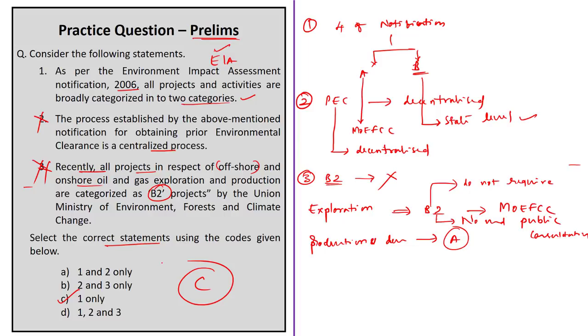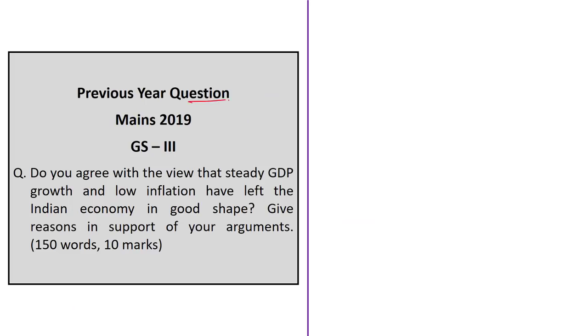Now, consider this mains question which was asked in 2019. The question says, do you agree with the view that steady GDP growth and a low inflation have left the Indian economy in good shape? Give reasons in support of your argument. This is a 10 marks question and you have to write in 150 words. For this question, you can post your written answers in the comment section. Your posted answers would be evaluated and suitable feedback will be given in a reasonable time frame.